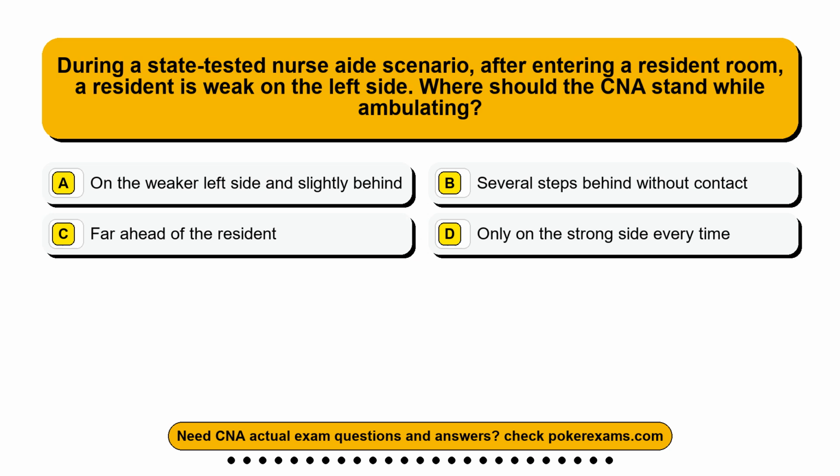Question 17. During a state-tested nurse aide scenario, after entering a resident room, a resident is weak on the left side. Where should the CNA stand while ambulating? Option A. On the weaker left side and slightly behind. Option B. Several steps behind without contact. Option C. Far ahead of the resident. Option D. Only on the strong side every time.